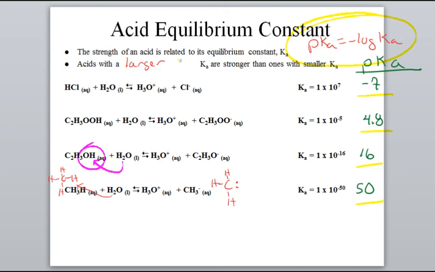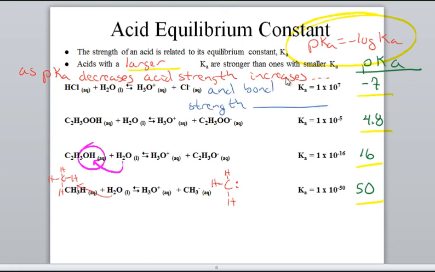We said acids with a larger Ka value are stronger compared to ones with smaller Ka values. Or you could say acids are stronger when the pKa values get smaller. So as pKa decreases, acid strength increases. This also says something about bond strength, the strength of the bond that contains the hydrogen that's breaking away. You should be able to fill in that blank: bond strength either increases or decreases. Pause the video, unpause when you're ready to check your answer.